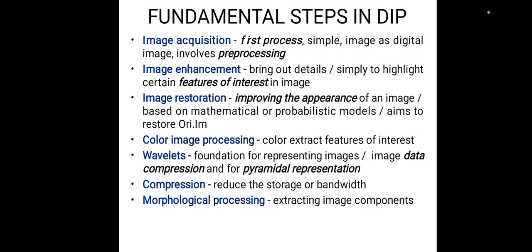Initially, we start from image acquisition. Image acquisition is the first and most basic step. We capture a digital image using a sensor like a camera or scanner. It might also include pre-processing tasks like converting the color format, resizing, or removing noise. For example, when you scan a document and save it as an image, you are doing image acquisition.